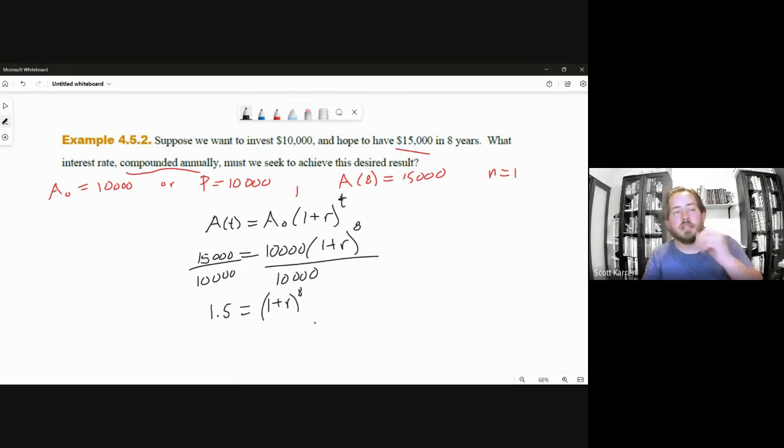But I don't need to take the log here. And I don't need to do that because my power does not have an unknown in it. So what I do instead is I'm going to take the 8th root. So I'm going to take the 8th root of 1.5 and the 8th root of the entire right-hand side. The 8th root of an 8 power cancels, so I just get this 1 plus r on the right. And to take the 8th root, you have two choices.